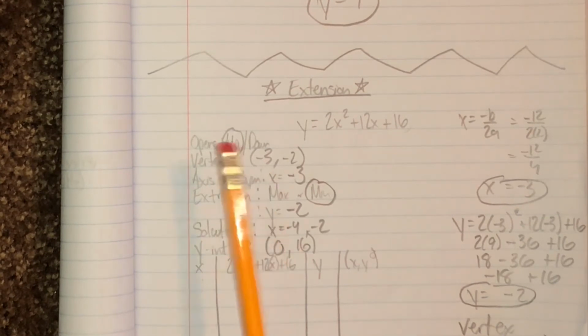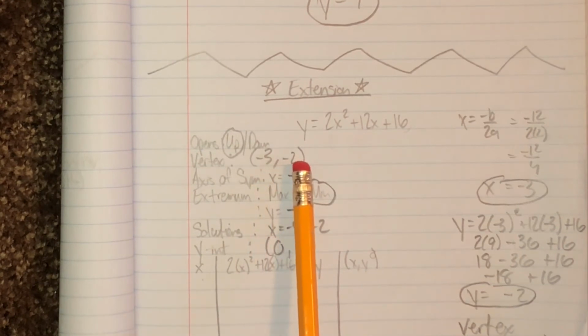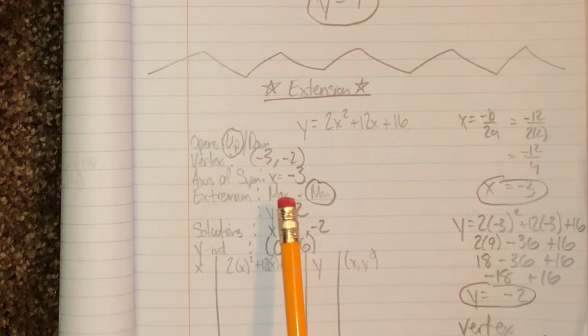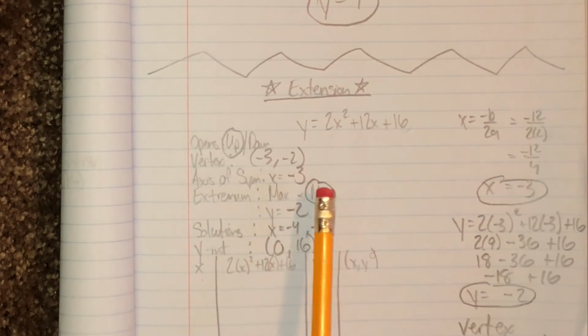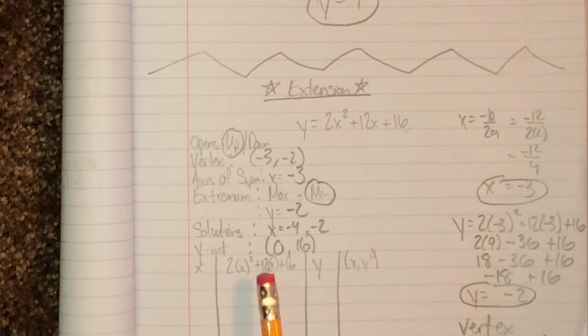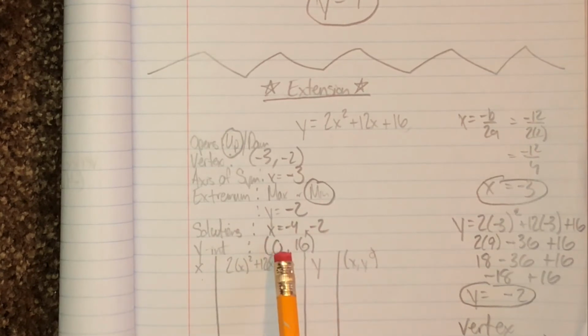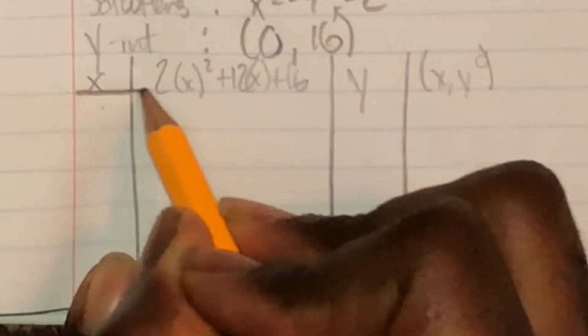We know it opens up, has a vertex of negative 3, negative 2. Can you see it in your head? Good. Axis of symmetry obviously is at negative 3, so points on both sides are the same distance from here. It's a minimum. Negative 2 is my smallest y. It hits the x-axis at negative 4 and negative 2, and it will hit the y-axis at 16. But there's a lot of points in between that, though. All right, so let's look at our table of values here.